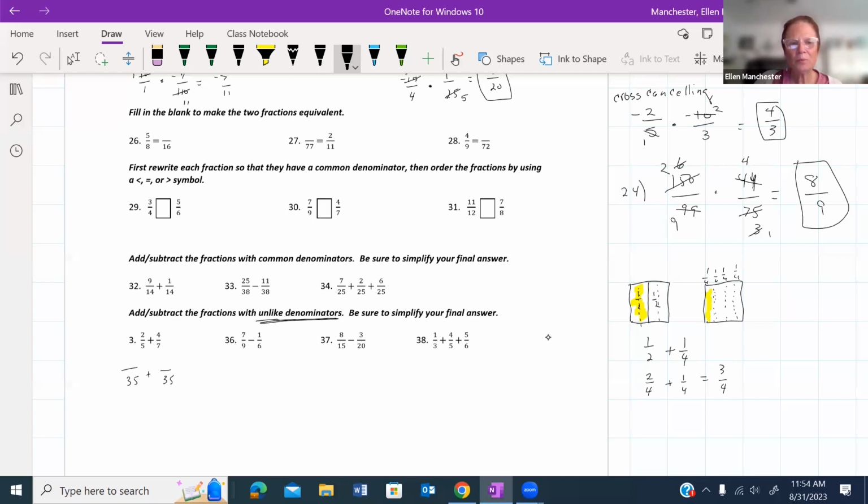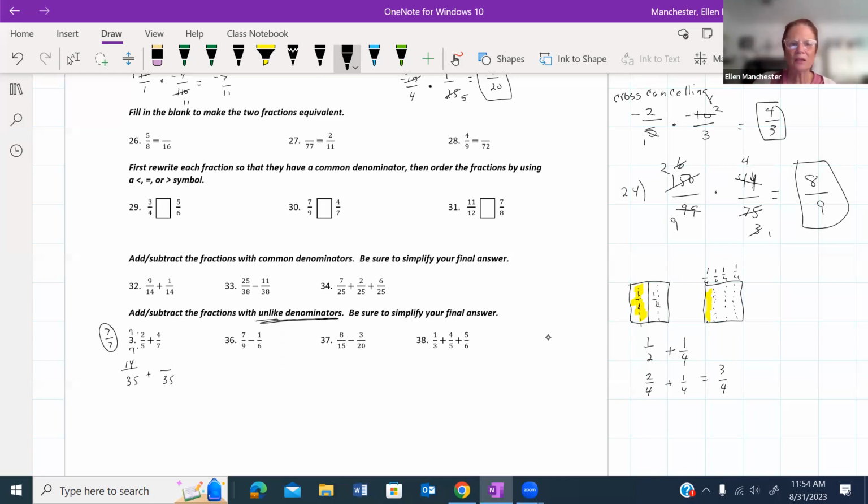Okay, what did I multiply the 5 by? I multiplied it by 7. So I have to multiply the top by 7. Do you see, once again, I'm multiplying by 1. 7 over 7 is just 1. And it's very powerful because it can change 2/5 into 14/35. Exact same value, exact same size piece that we're looking at. It just has a different number of pieces in it.